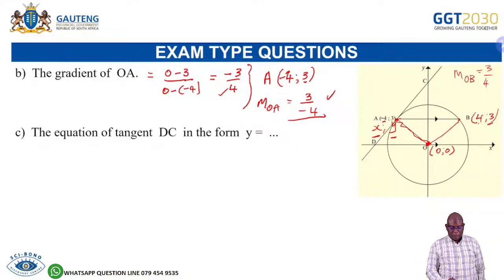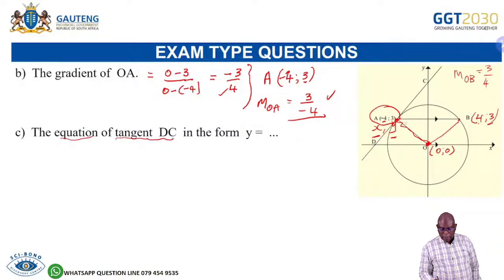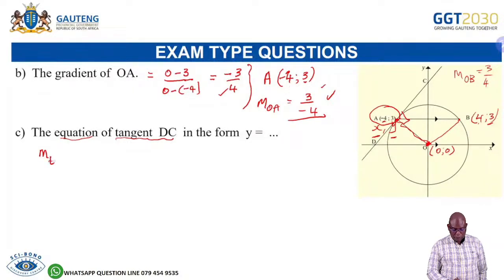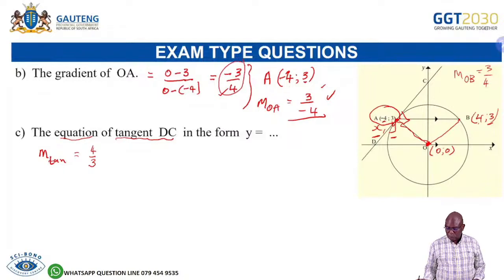Now, the next question is find the equation of DC. Once they say equation, think gradient and point. The point we're talking about is this one. Remember this line, the radius is perpendicular to that. I have the gradient of OA, which is negative 3 over 4. So what do I need? I need the gradient of the tangent, which is the perpendicular line. So if that one is minus 3 over 4, the gradient of the other one will be 4 over 3. So we just flip and change the sign. So that will be 4 over 3.